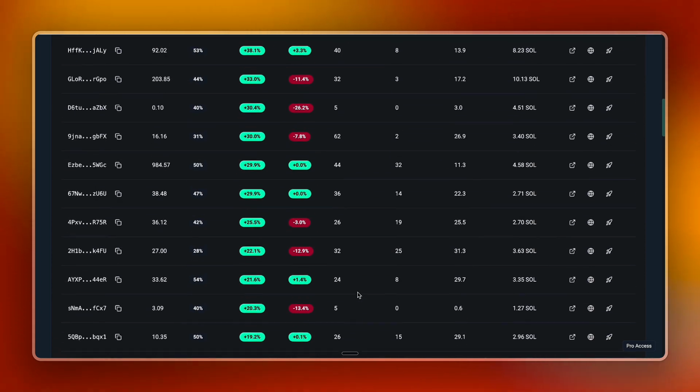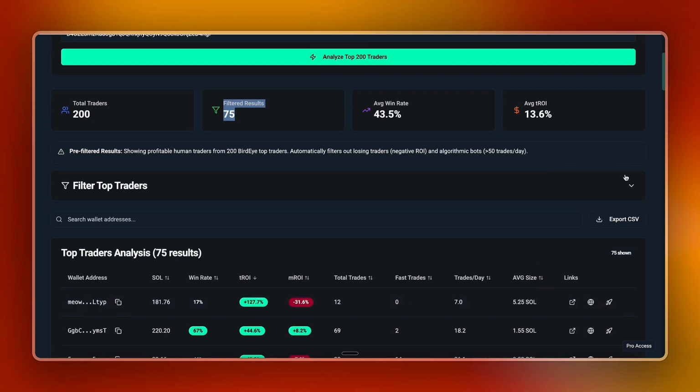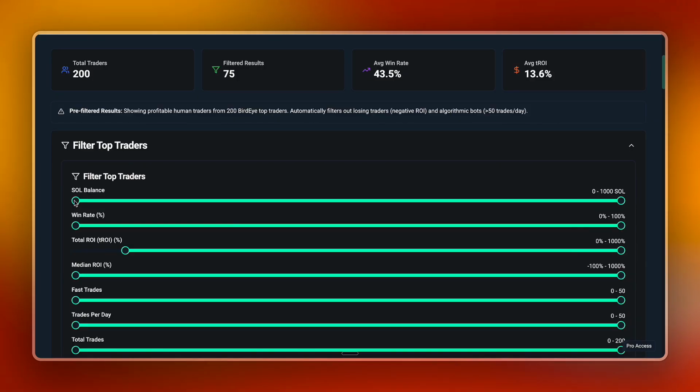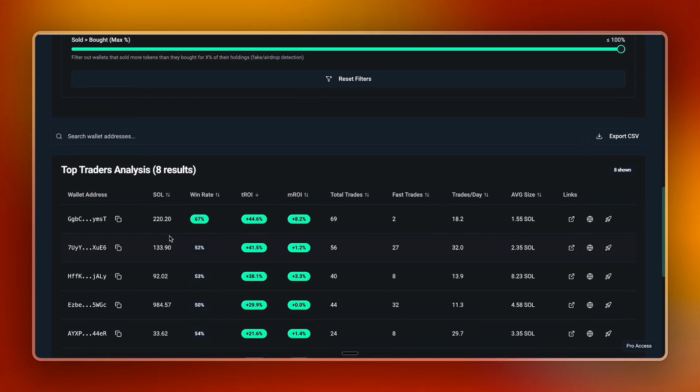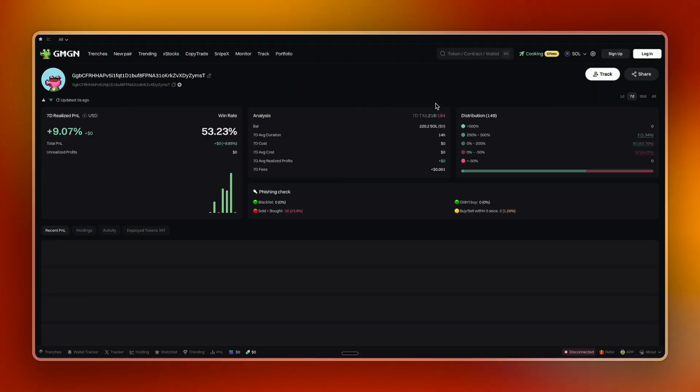So what we can do now is see if there's any candidates here for us. I want to make sure they have Solana. So let's put that at least 0.5, put the win rate at least 50, put the total ROI at least 10%. And let's see, that gives us 8 results. And here we go. This is not a bad trader. 67% win rate, total ROI, including open positions, of 44.68 and a median ROI of 8.2, which is really, really good. You can open him up real quick in GMGN.